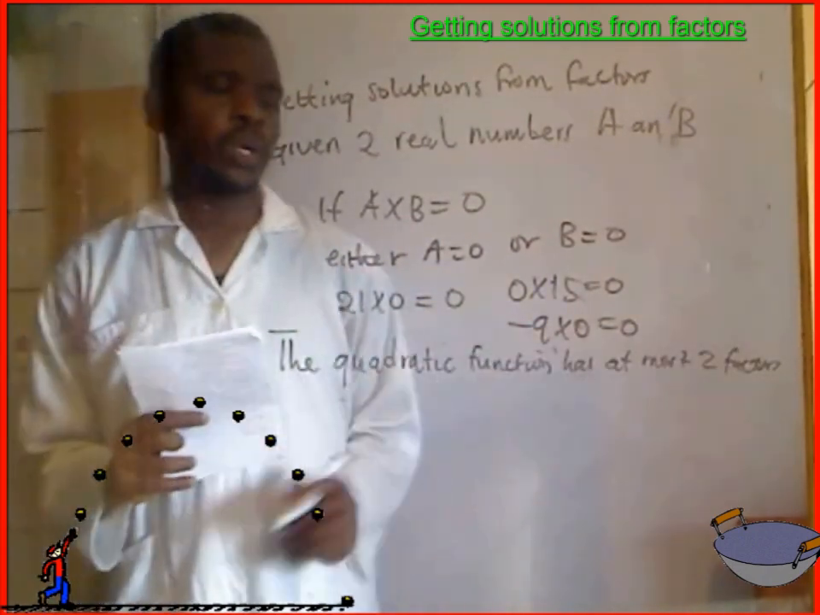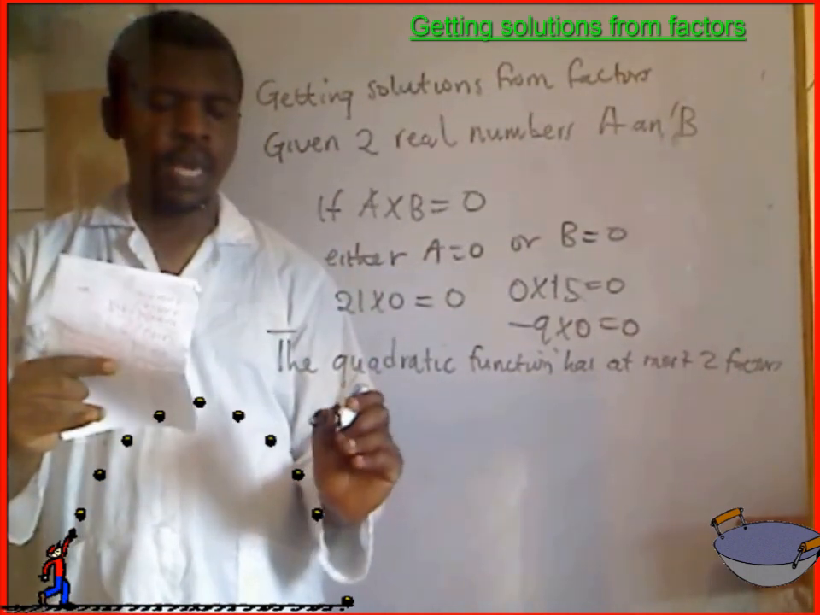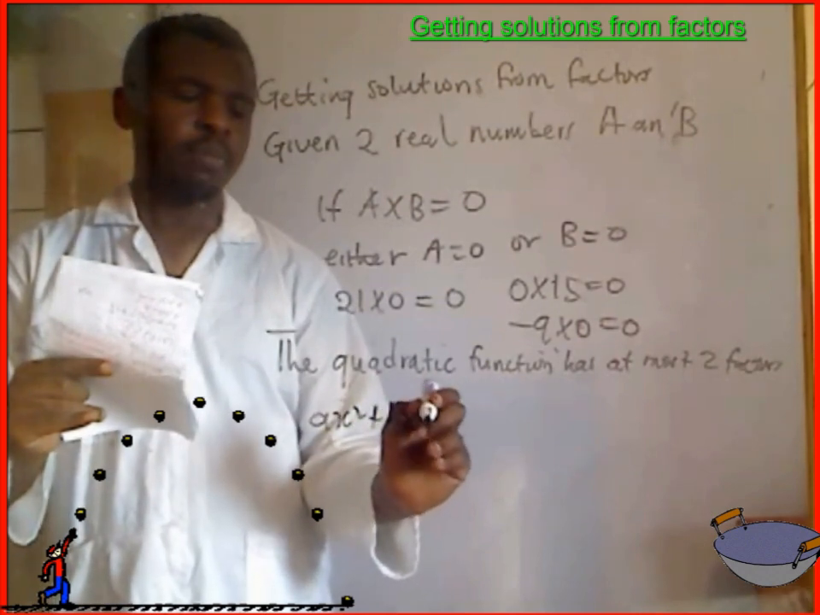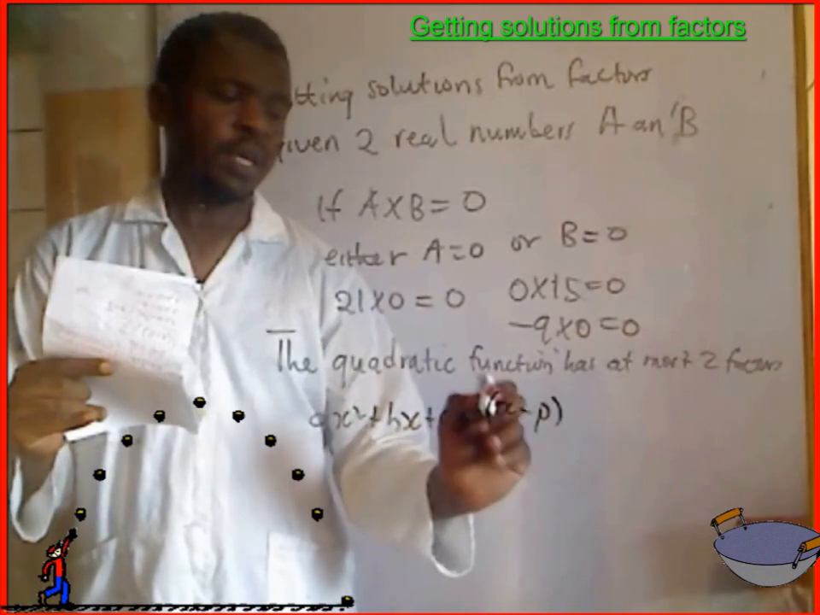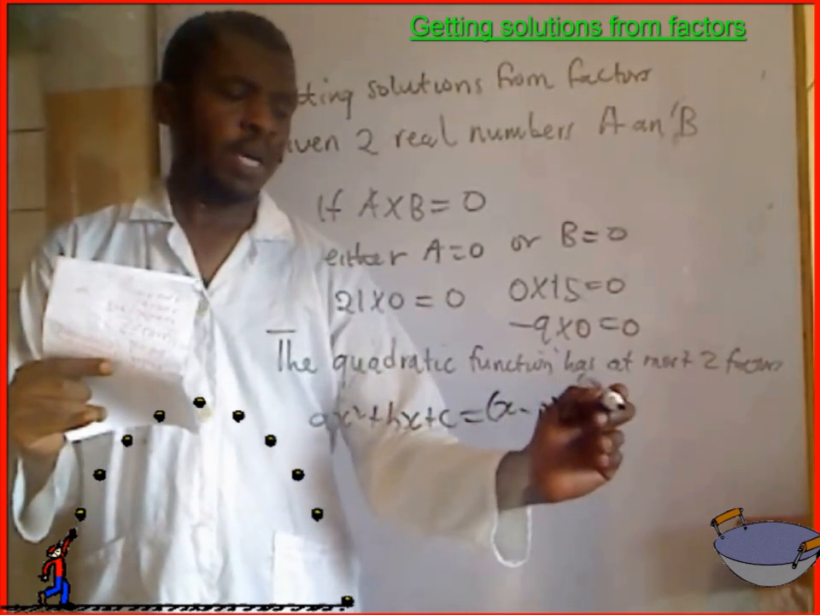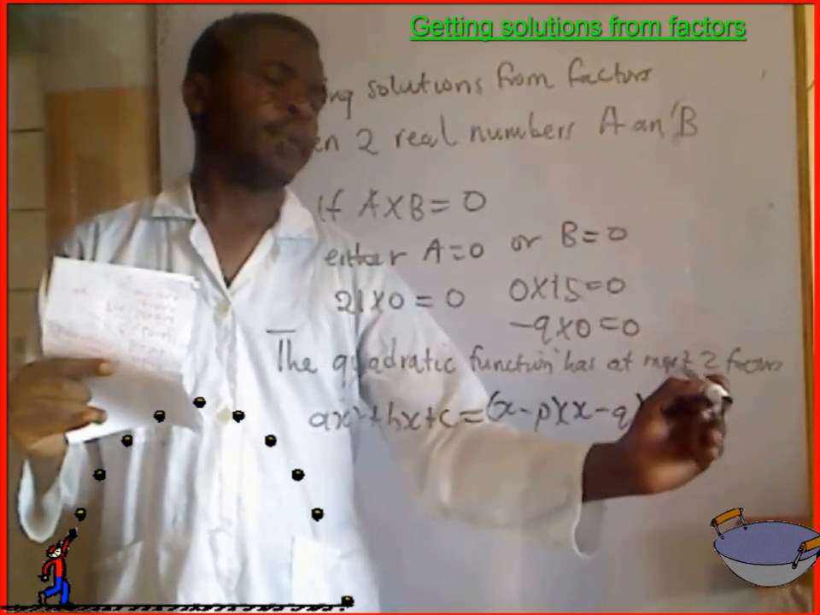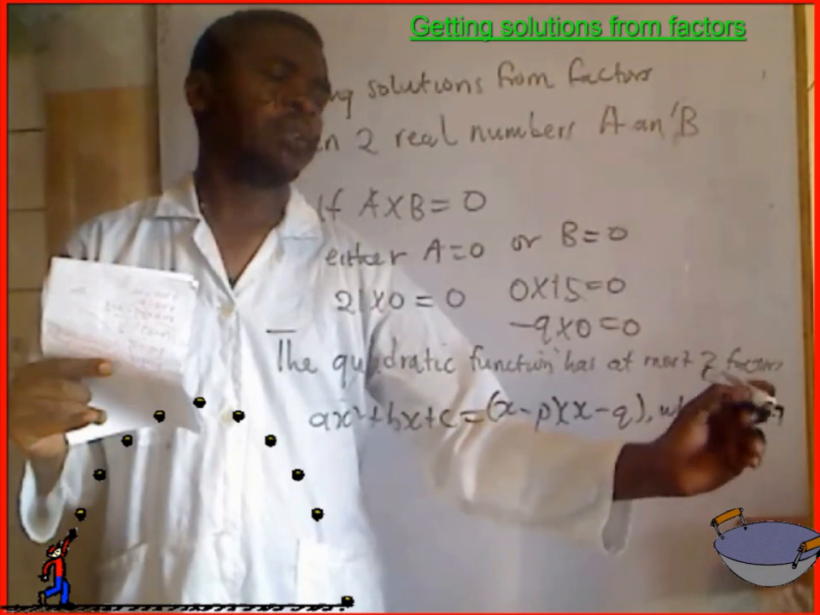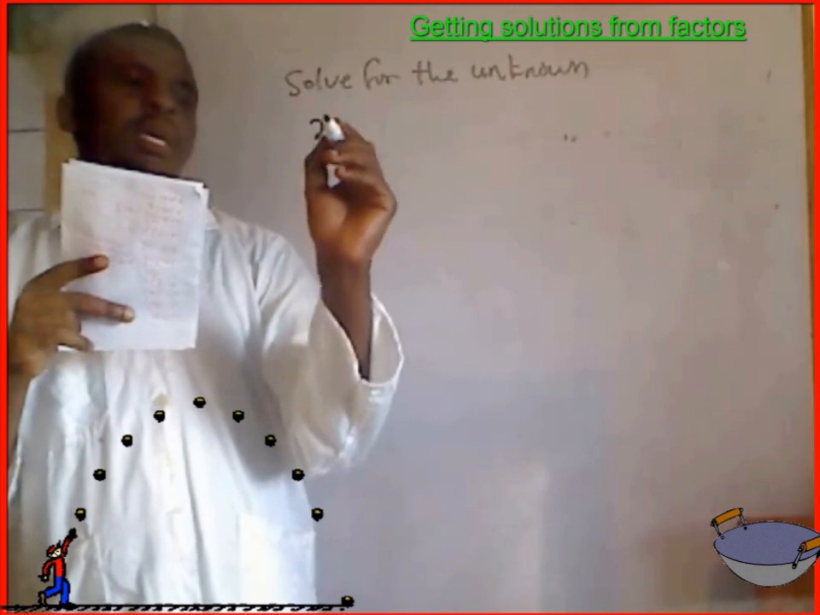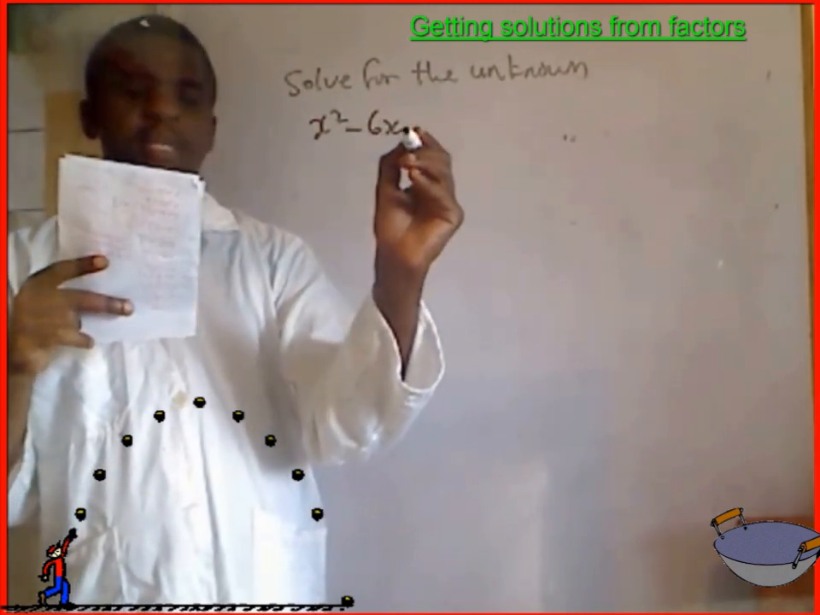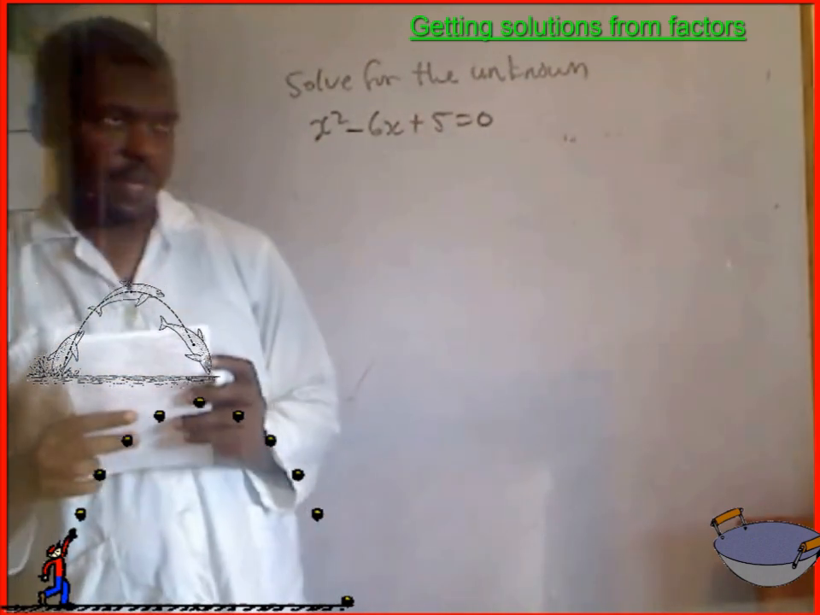The quadratic function has at most two factors. So we can say ax squared plus bx plus c is equal to (x minus p) factor of (x minus q), where p and q are real numbers. Solve for the unknown. In the equation, x squared minus 6x plus 5 is equal to 0, we are solving here by factorizing.